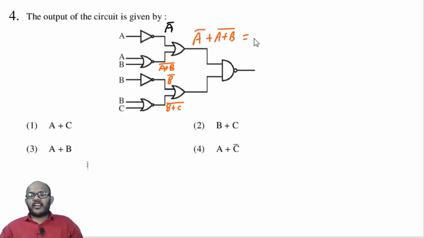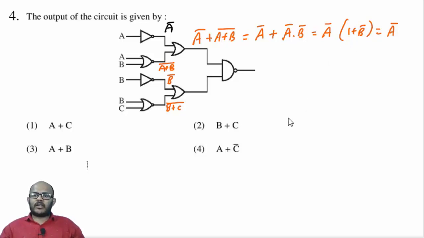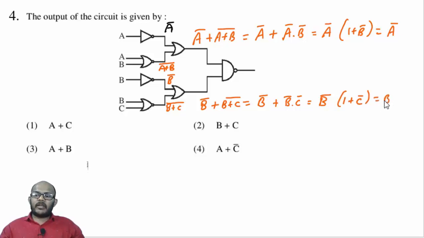So how can I write A bar plus A plus B the whole bar with the help of De Morgan's law? It is A bar into B bar, which is equal to, if I take A bar as common, A bar into 1 plus B bar, which is equal to A bar, because we know that 1 plus B bar equals 1. Similarly over here it is B bar plus B plus C the whole bar, which is equal to B bar plus B bar into C bar, which is equal to, taking B bar as common, B bar into 1 plus C bar, which is equal to B bar.